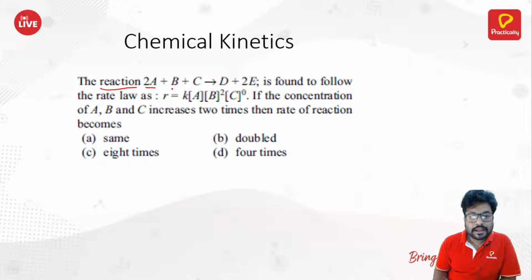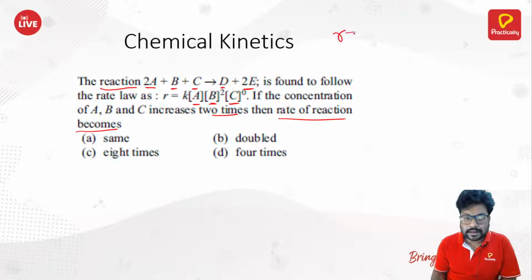The reaction 2A plus B plus C gives you D plus 2E is found to follow the rate law. What is the rate law? A, B square, C to the power 0. If the concentration of A, B, C increases 2 times, then the rate of reaction should become what? See, R is equal to K, A, B square, C raised to 0.